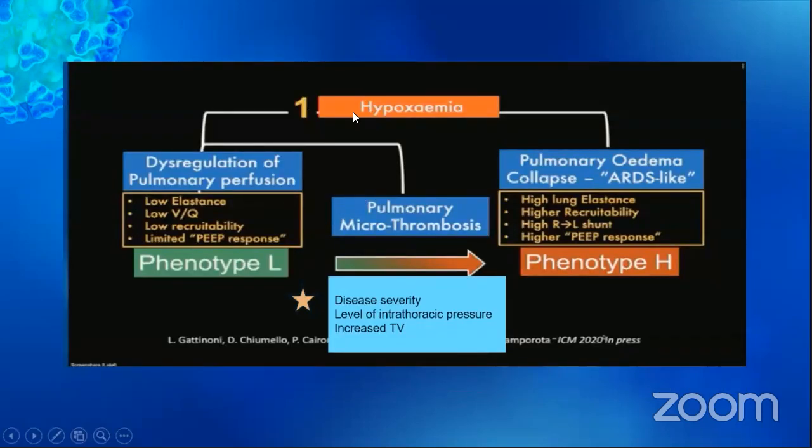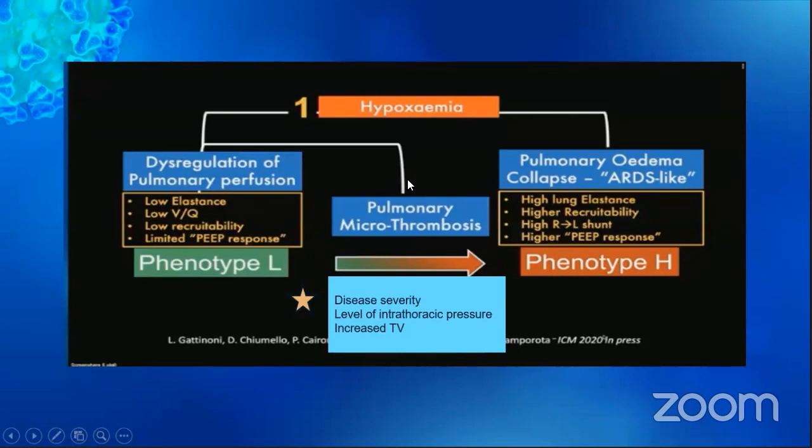Now go back to the previous slides, and this is another illustration of the same pathophysiology, hypoxemia. It will cause dysregulation of the pulmonary perfusion. So what will happen? The patient's lung will have low elastance, low perfusion, as described earlier in the previous slide, low recruitability, and limited PEEP response. Because it's all low, they labeled it as phenotype L. In a simple way, this will be dry lung.